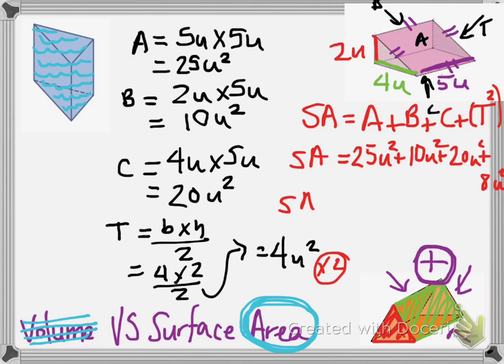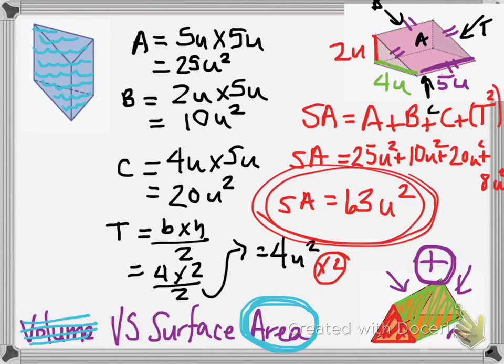And finally, the surface area. 25 plus 10 is 35, 35 plus 20 is 55, and 55 plus 8 is going to give me 63 units squared, and that is the surface area of the triangular prism up in the corner there.